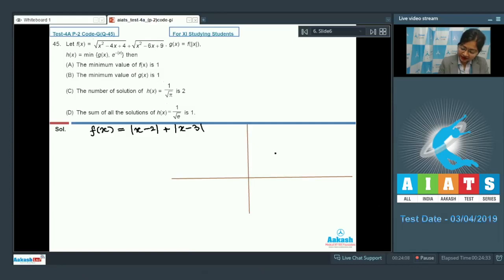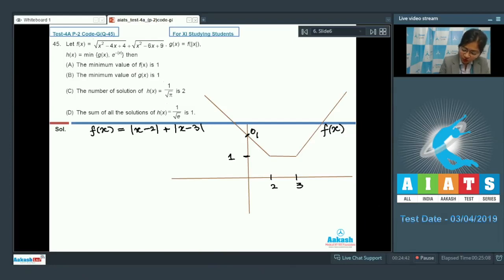Now, if I take the value between x equal to 2 and x equal to 3, then its value will be 1. So it will be something like this. And for x greater than 3, at infinity the value will be infinity. So the graph is something like this. And for minus infinity, the value will be infinity. So the graph of f(x) is like this, where this point is y equal to 1.